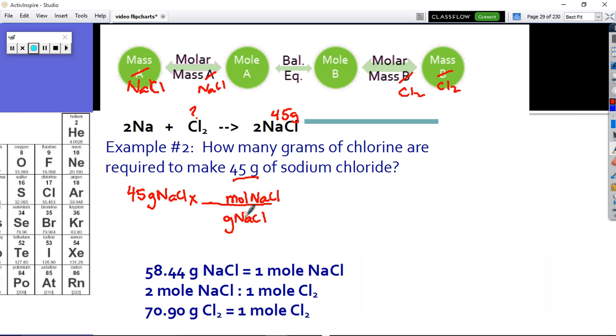But also take a look down here, grams of sodium chloride. What do I know about it? Well, 58.44 grams equals 1 mole. Now, that's not going to get me done because that's going to give me moles of sodium chloride, and I want grams of chlorine, so moles of sodium chloride goes to the bottom of the next square.